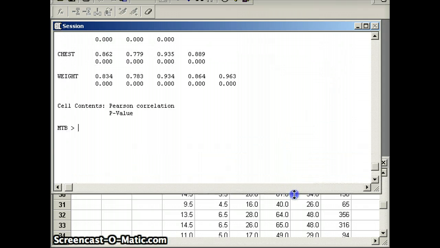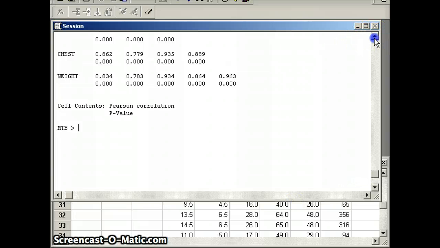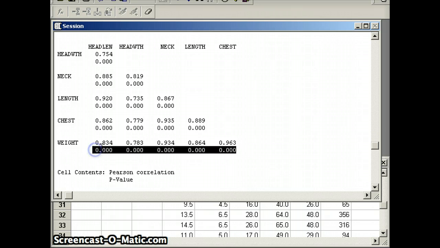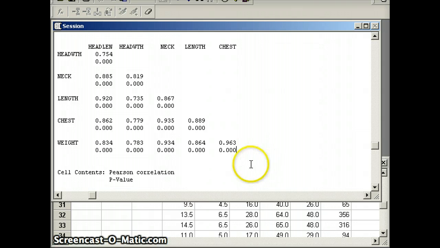And let's take a look at those. We're interested in correlations with weight. Weight and head length had a correlation of 0.834. Weight and head width had a correlation of 0.783. Weight and neck had a correlation of 0.934. That's our biggest correlation so far. Weight and length had a correlation of 0.864. Weight and chest had a correlation of 0.963. And notice the p-values in each case are 0. So all of those are significant correlates, remarkably significant correlates, with weight. So we're going to use all of those variables as we do our regression.